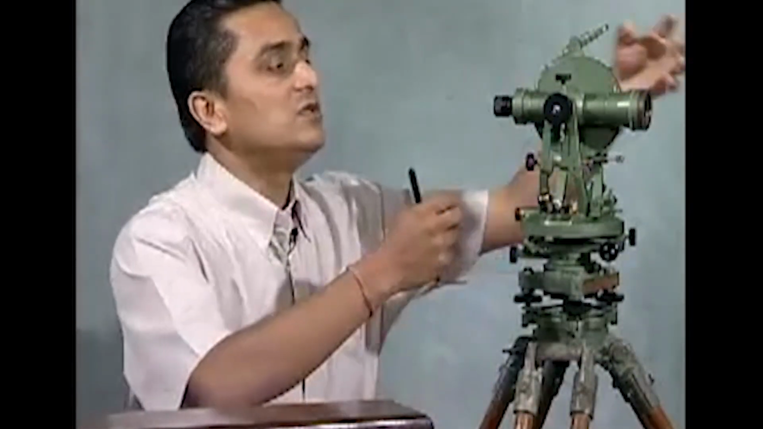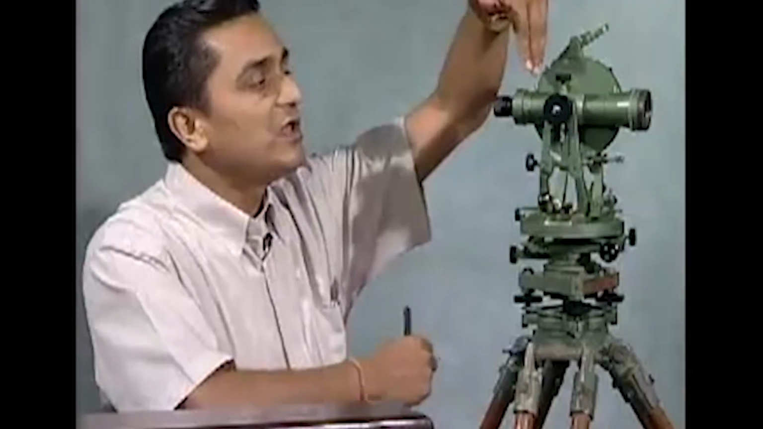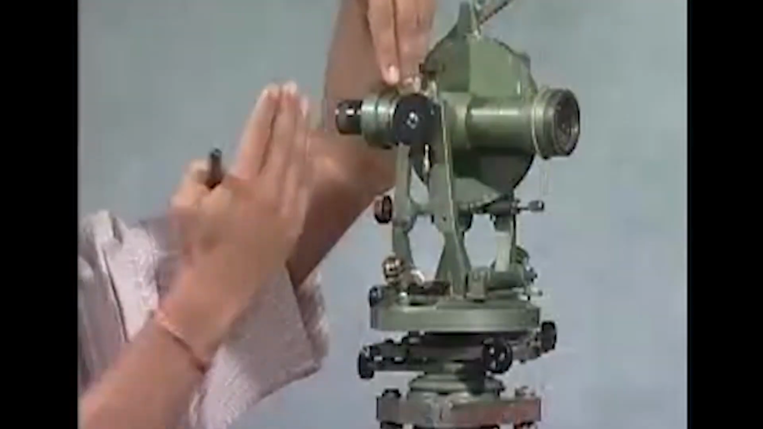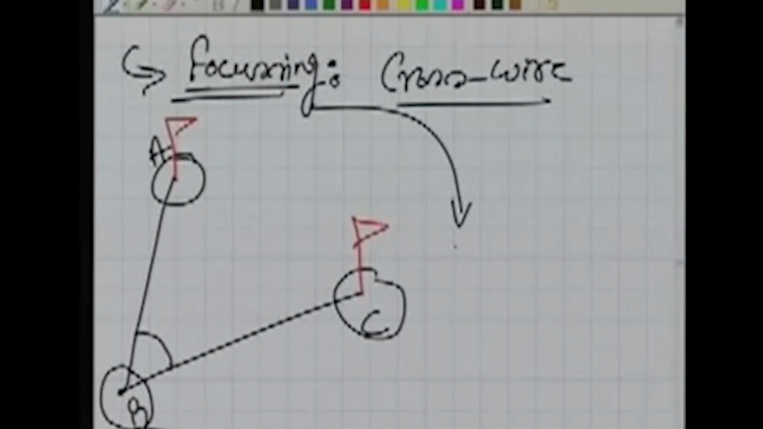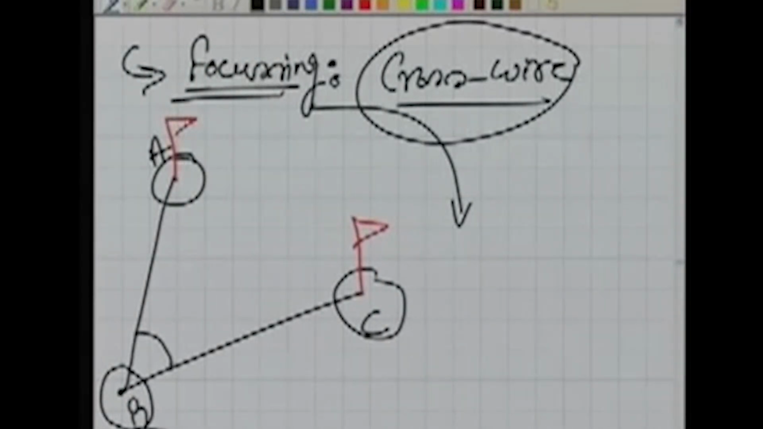Why? Because the image of the object is formed on the plane of the crosswire. If I can see the crosswire very distinctly, I will see the image very distinctly. We need to bisect the object, whether ranging rod or pole, with accuracy, so I need to see it distinctly. The very first step in focusing is to focus for the crosswire, which we also call focusing the eyepiece.